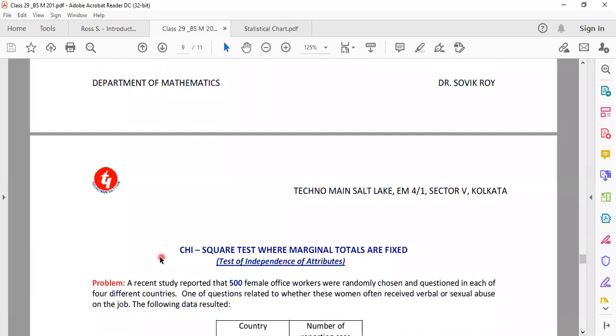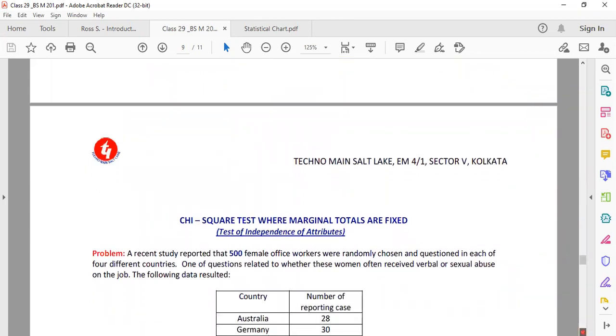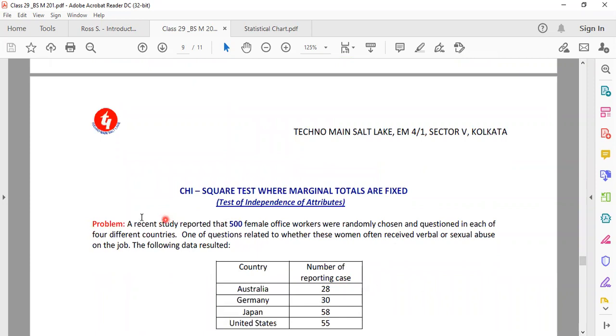So this category also falls under the section of test of significance of independence of attributes. The problem that I have selected is the following. A recent study reported that 500 female office workers were randomly chosen and questioned in each of 4 different countries.